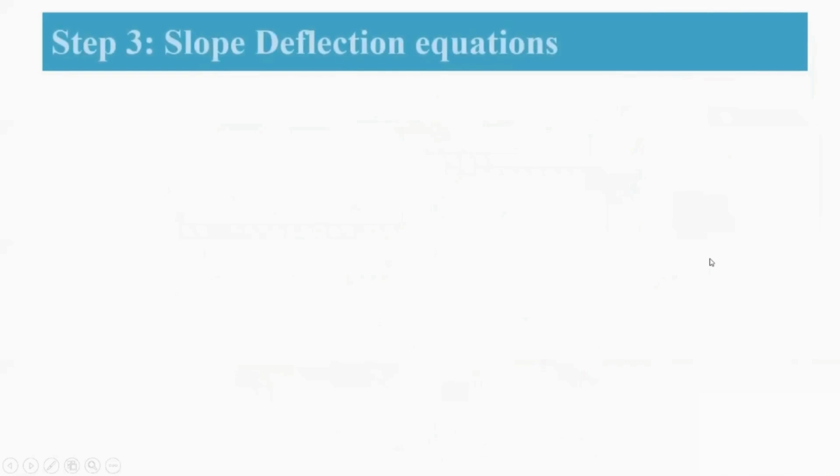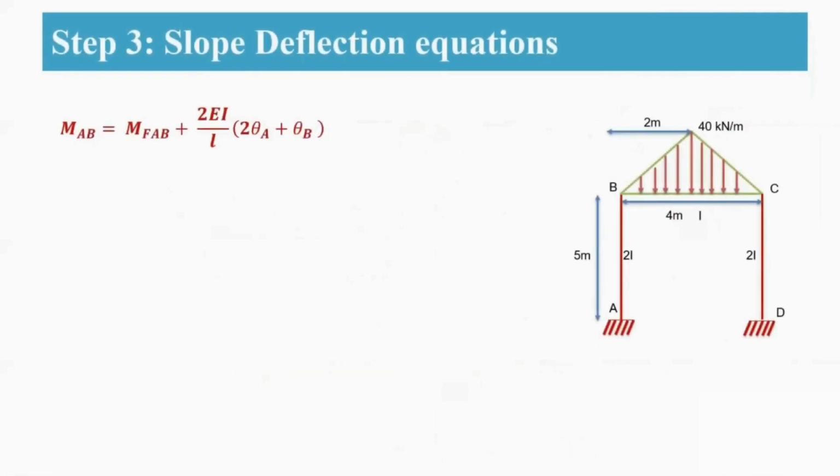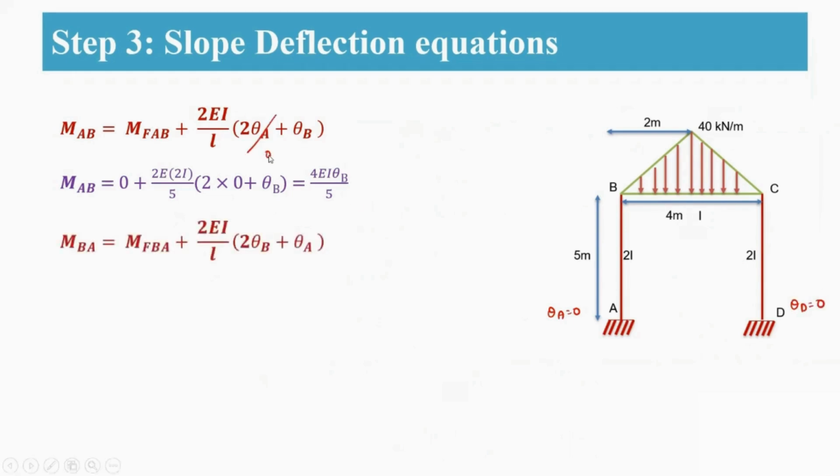So now the slope deflection equations. By substituting MAB, the simplified equation will be like this. Here in this case, I'll just write down theta A is equal to 0 and theta D is equal to 0. Therefore, by solving this, you are going to get these values. Similarly here also, this one is 0. Similarly, external moment is also equal to 0 since there is no external loading acting on it.